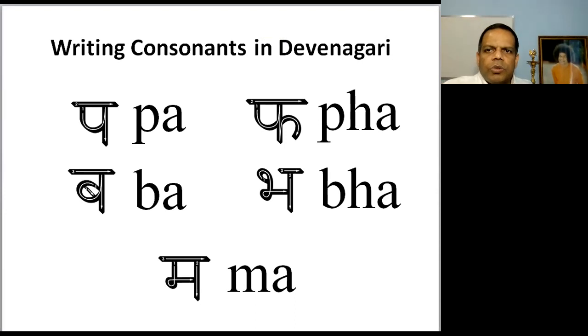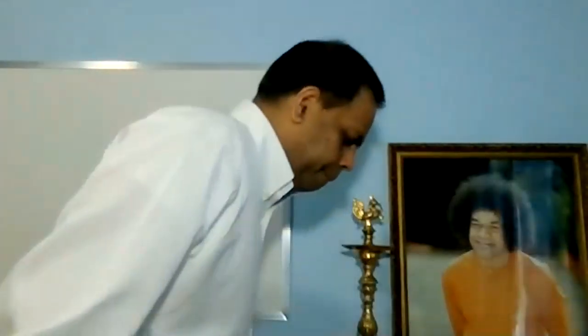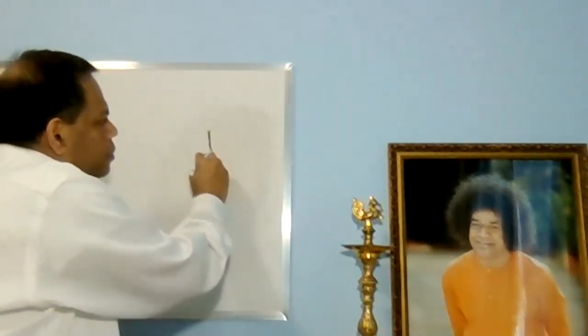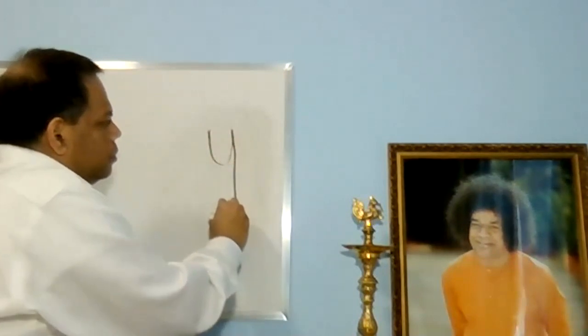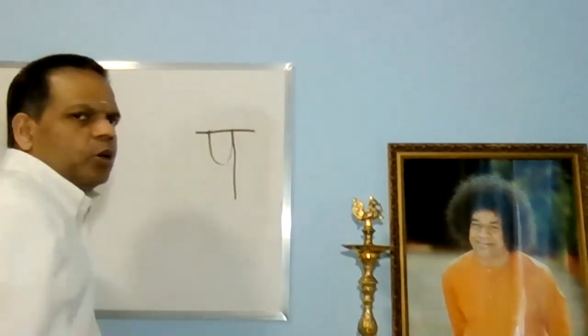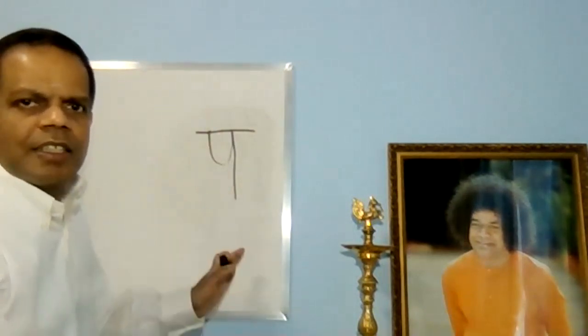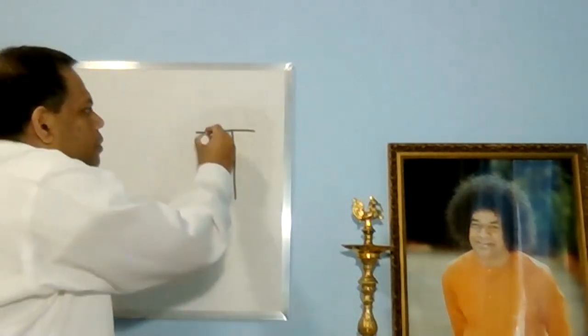So I'm just going to write all the five letters. We are going to write the pa sound. You can look at it as a U. You write a U with an extended staff below that, okay?